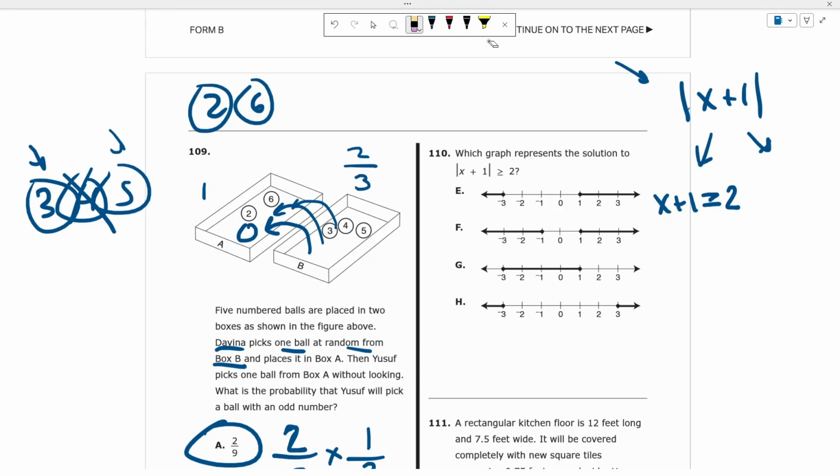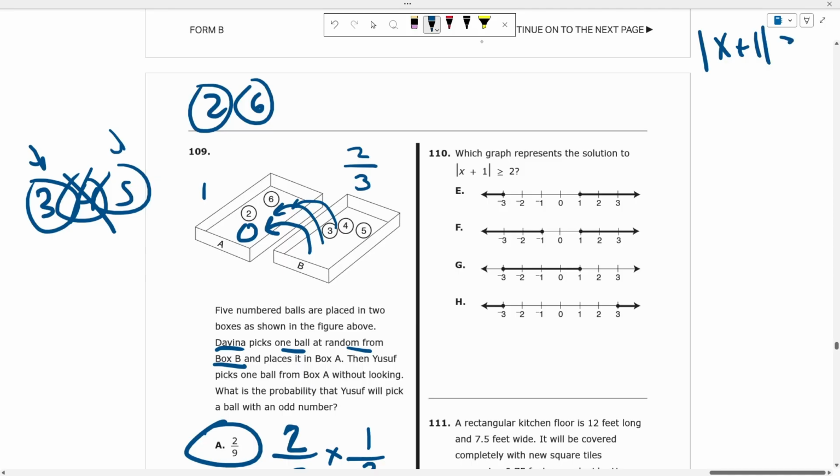The first way you split it up is just by getting rid of the absolute value signs and keeping it as is, okay? So that's the first method. The first method is just to get rid of the absolute value brackets around x plus 1.